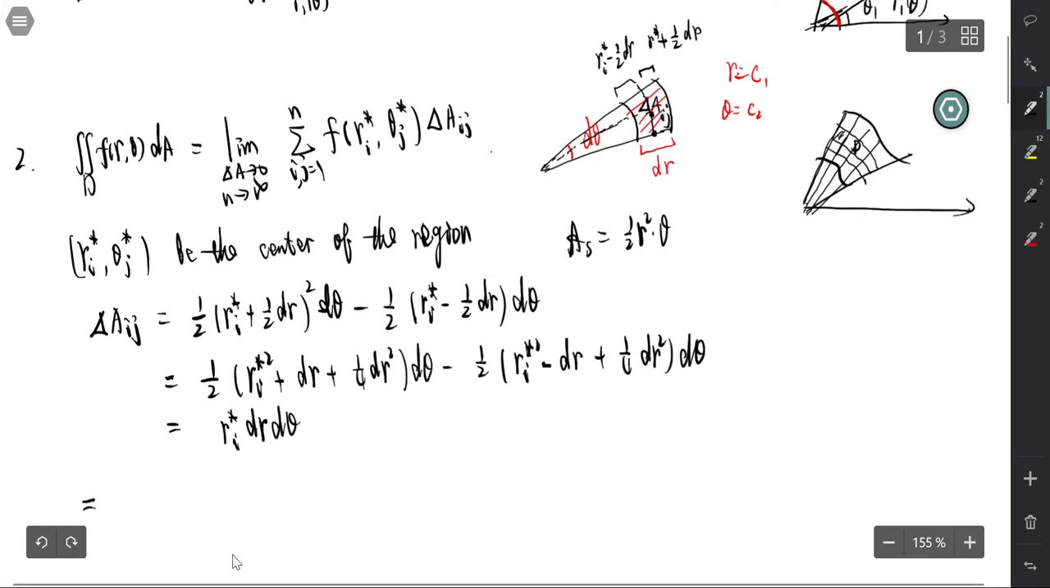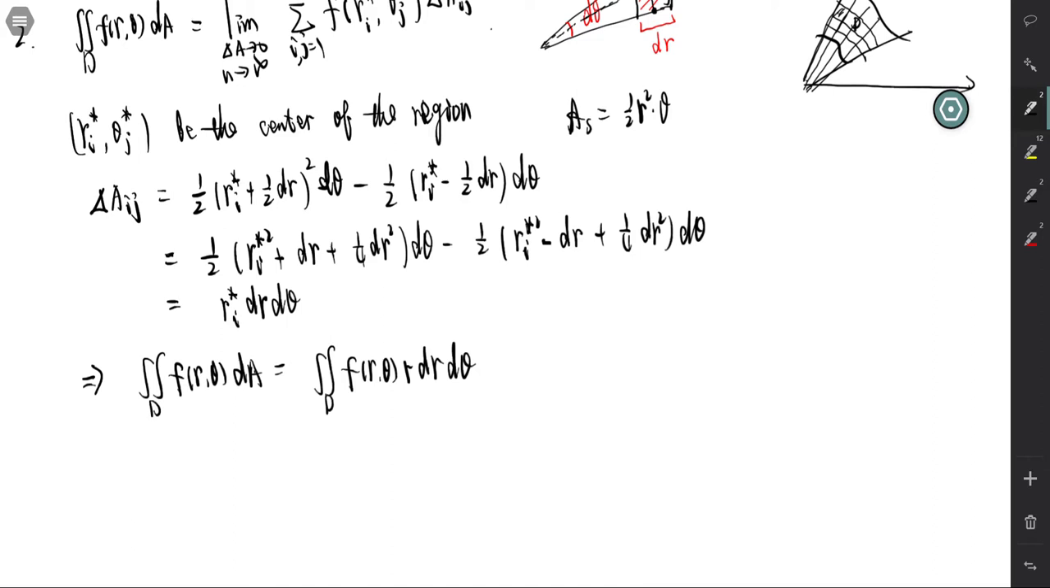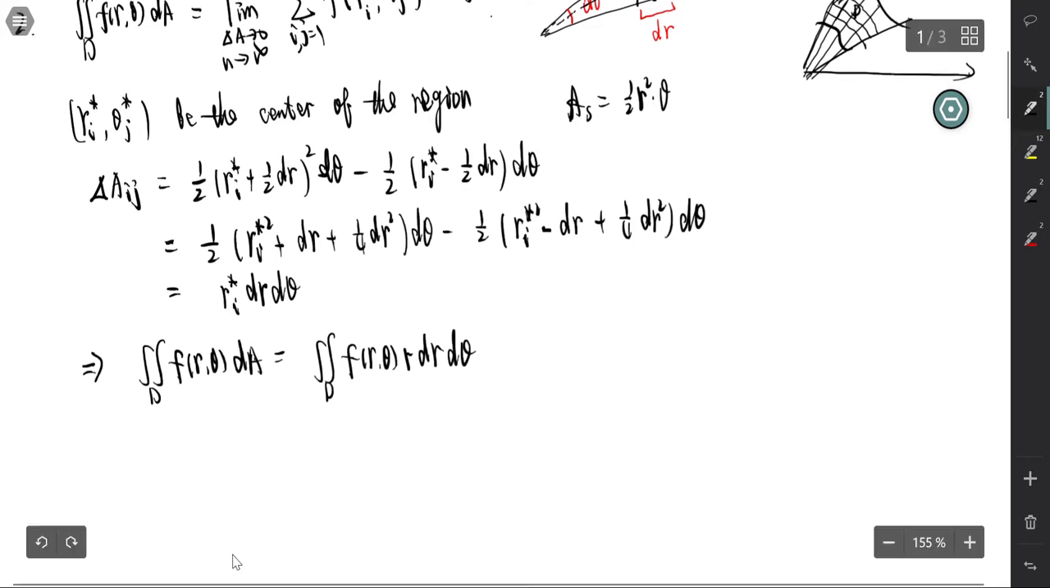So the double integral of f(r, theta) dA equals the double integral of f(r, theta), where dA is r dr d theta. That's the expression for the integrand. And how do we find the upper limit and the lower limit for r and theta?